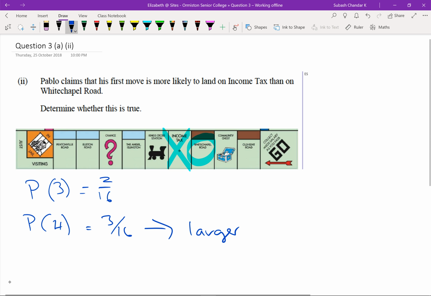So because the chance of getting a 4 is larger, which one's more likely? 4, which is what? Income tax, good. Putting it always back into the context. So that one is larger, therefore, and those 3 little dots in a triangle shape mean therefore. So therefore, income tax is more likely than Whitechapel.